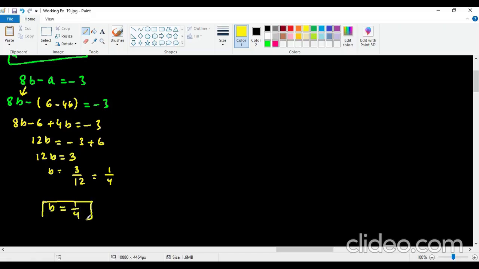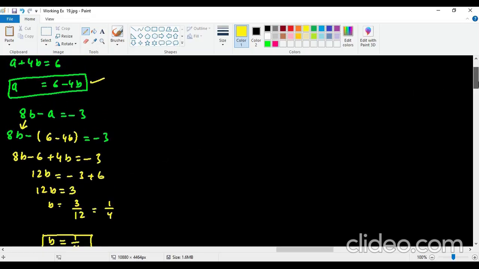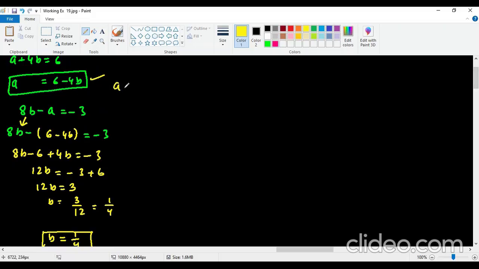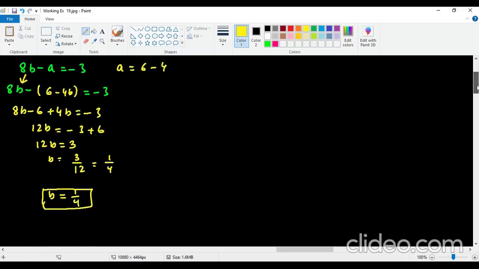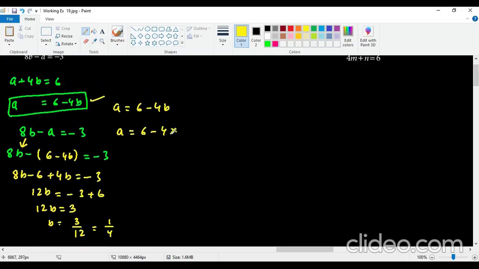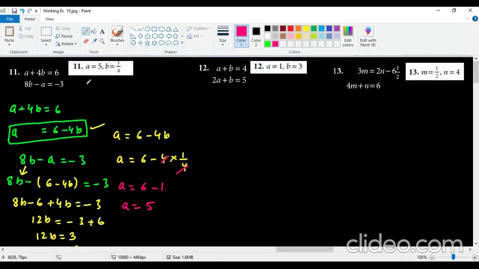Now we'll find out the value of a. As you can see here, it says the value of a is going to be 6 minus 4b. That means a equals 6 minus 4, and the value of b is 1 over 4, multiplied by 1 over 4. So these two are going to be cancelled together, and a is equal to 6 minus 1. So the value of a is 5, as you can see over here.